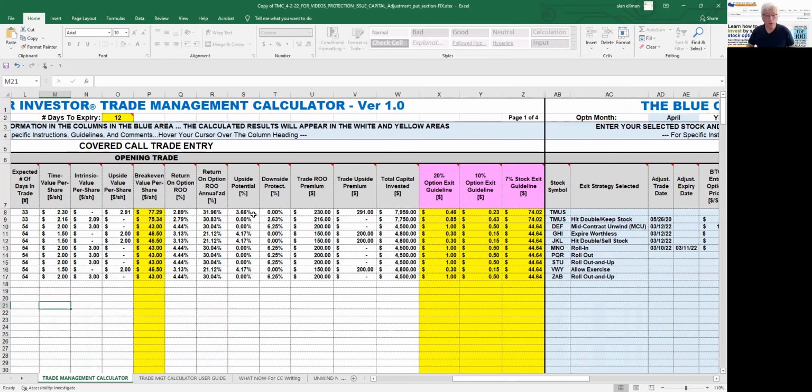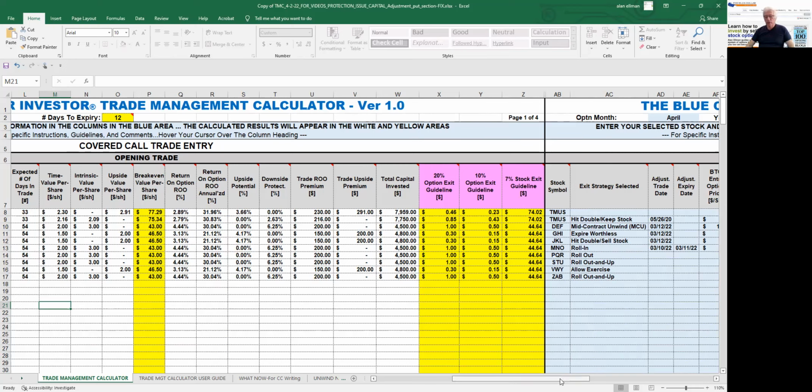In addition to that, since we used an out-of-the-money strike, we have an opportunity for an additional 3.66% if T-Mobile moves up to that 82.50 strike. Since we're using an out-of-the-money strike, there's no downside protection of that time value profit, but we always have our break-even price point of 77.29 for the entire trade. So for 100 shares, we generated $230 in initial profit. We have a potential of another 291 on upside potential, and the capital invested was 79.59 for the 100 shares. And to the right in the yellow cells, you see our 20%, 10%, 7% exit guideline price points.